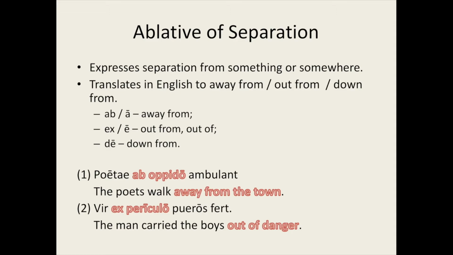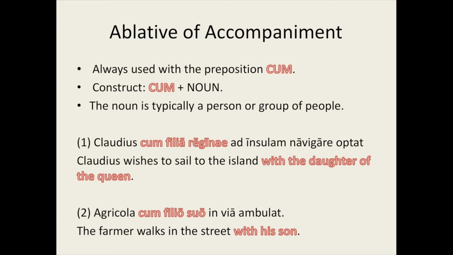Let's look at these examples. Poetae ab oppido ambulant. The poets walk away from the town. This expresses movement away from a place. Oppido is an ablative in this case. The poets are separating themselves from the town. Vir ex periculo pueros fert. The man carries the boys out of danger. The boys are removed from danger by the man, so we have periculo in the ablative.